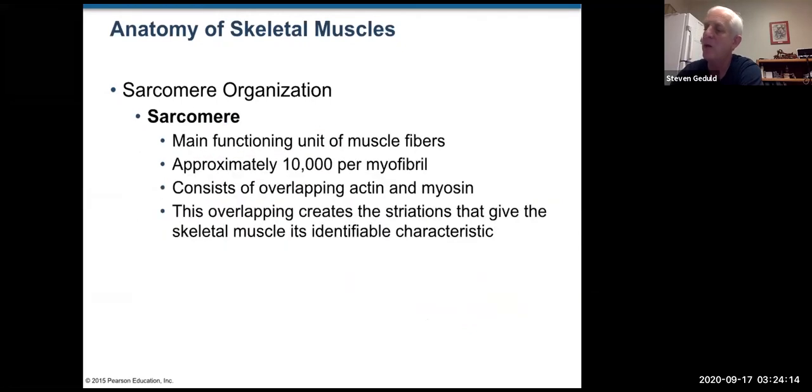Sarcomere, remember we talked about that, is your main functioning unit of a muscle cell. There's about 10,000 per myofibril. So every myofibril has about 10,000 sarcomeres, 10,000 units it's going to pull on. That consists of overlapping actin and myosin. That's what allows them to slide past one another. Overlapping gives the skeletal muscle the striations that we see histologically. So it's the overlapping of actin and myosin that you see in the striations of the muscle cells.